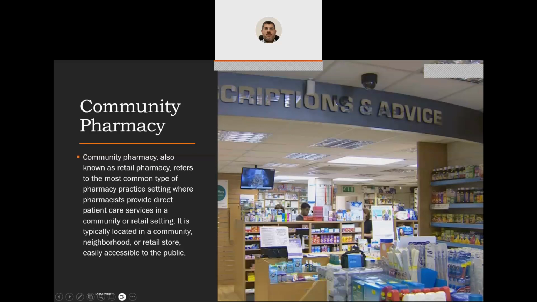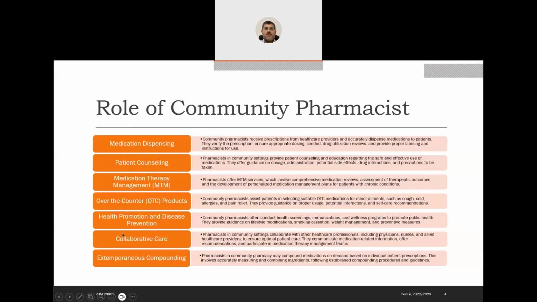So the pharmacy is situated in certain community, in certain area. It is a shop and a kind of retail business, as we mentioned, and it is usually serving this community or neighborhood, easily accessible to the public. You don't need any subscription, you don't need any condition to access. As long as it is during opening hours, you can access the pharmacy, and you can request service from the pharmacist. Okay. So in this community pharmacy, what is the role of the community pharmacist?